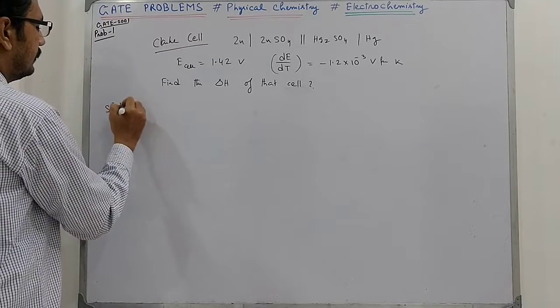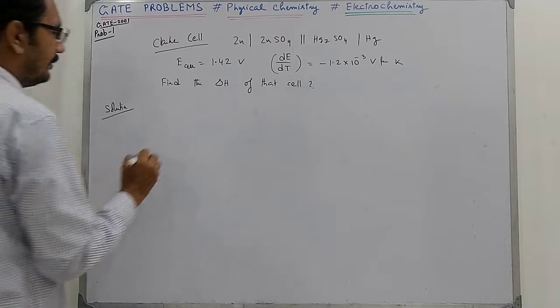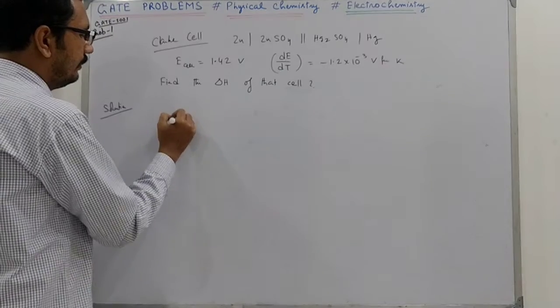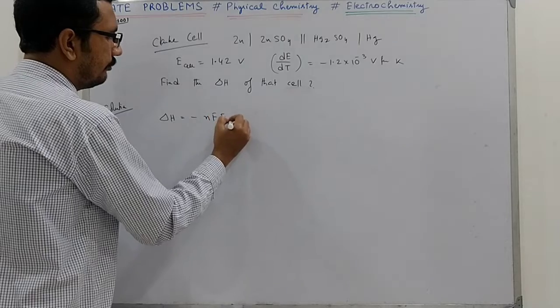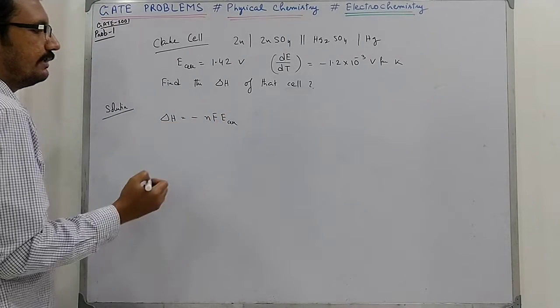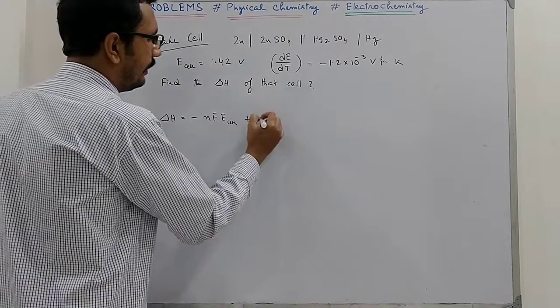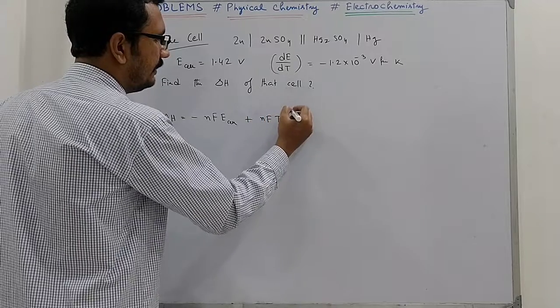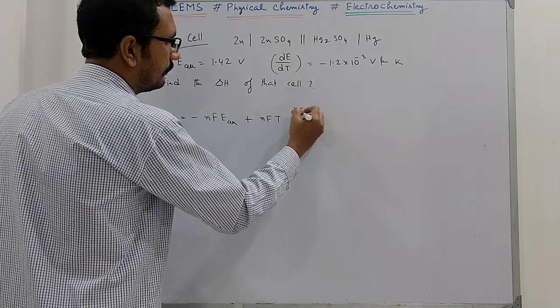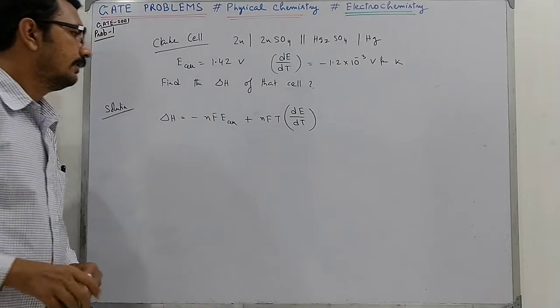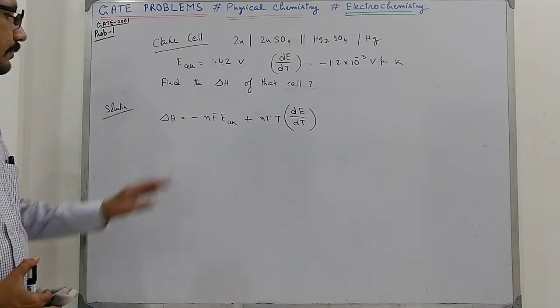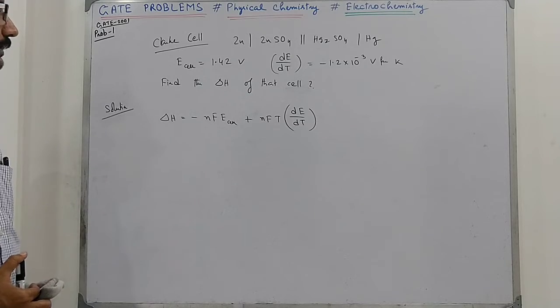So solution, you can remember just in the previous problem I have shown you how to find the del H. So the expression looks like this. You have to memorize it. Del H equals to minus NFE cell and here it is plus, so plus NFT dE by dT. This is the expression for determining the value of del H.